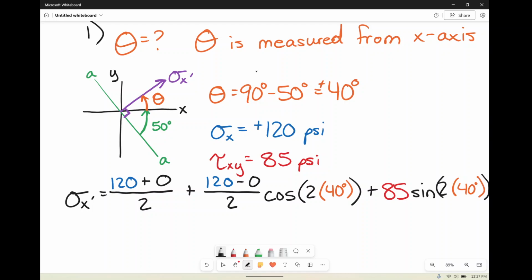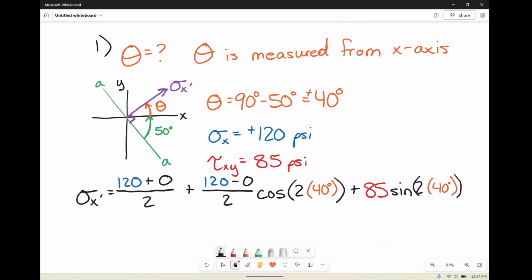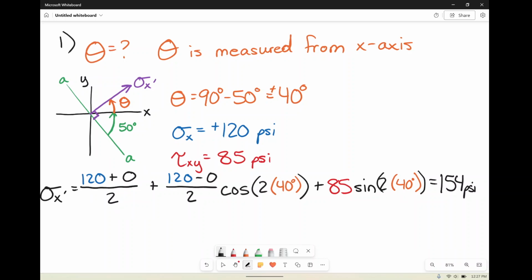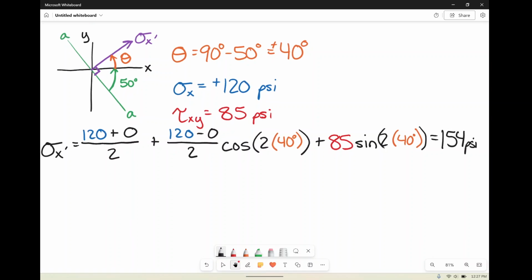So a bit long, right? Just a wee bit long here. And sigma x prime is going to be 154 psi. There we go, got a little bit squishy over there at the very end.